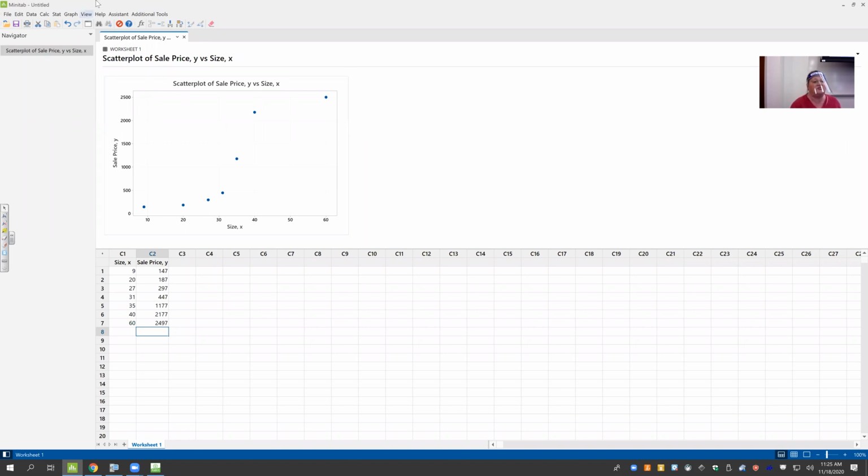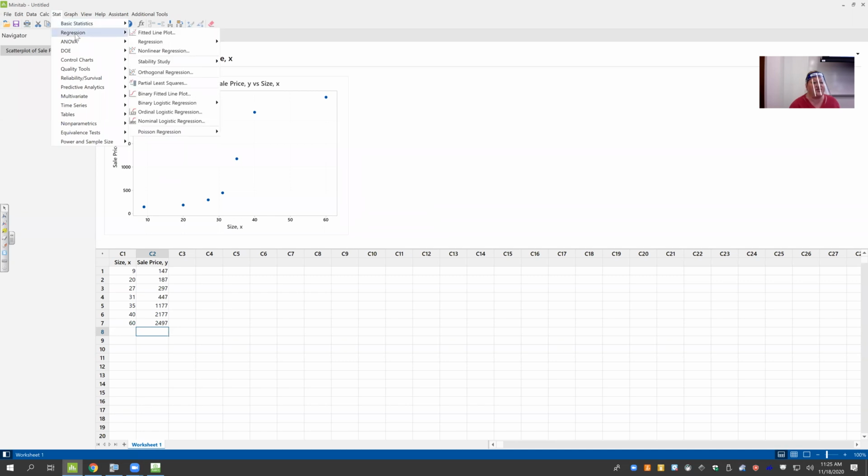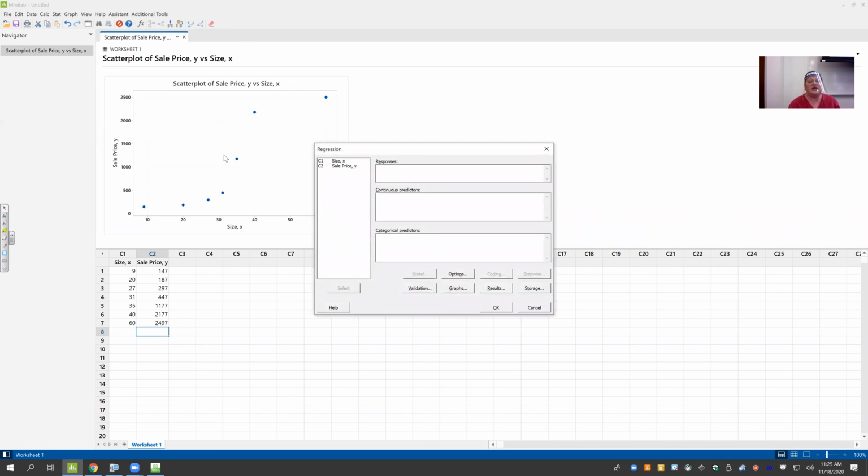So we're going to go to Stat, Regression, Regression again, Fit Regression Model. Okay, so Stat, Regression, Regression again, Fit Regression Model. Then Minitab asks, where is your response variable? Remember, your response variable is the Y, so it's in column 2.